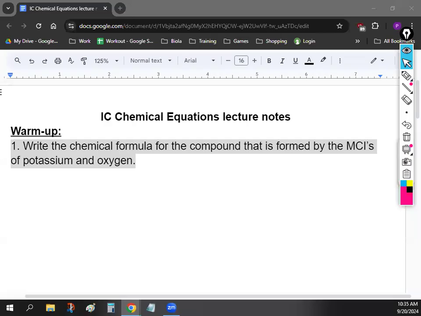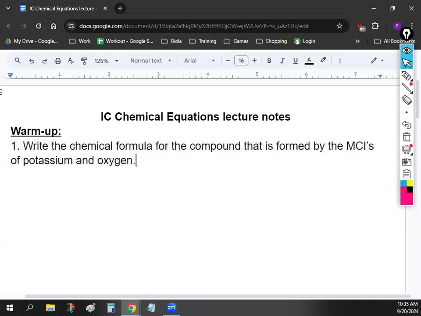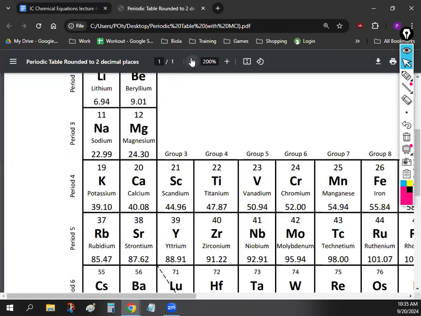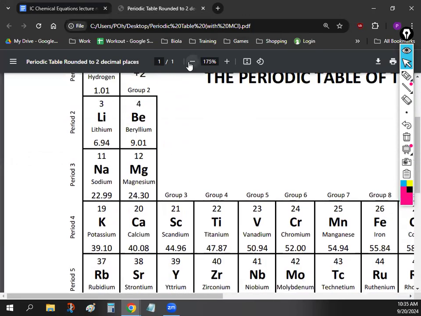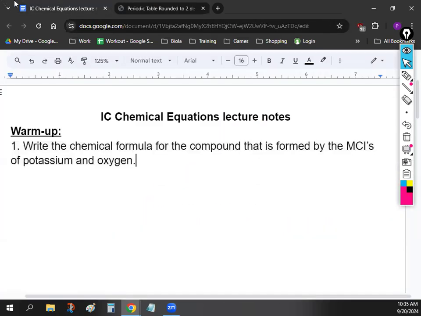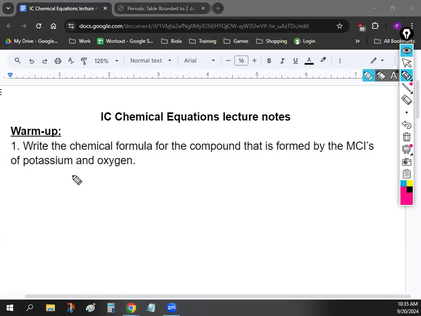All right, so what we're doing here is what we did last time. We're going to figure out the most common ions for these two elements, and then we're going to figure out what compound they make, okay? So first thing you want to do is look for potassium. Potassium is K, and if you look at K on the periodic table, it's in the column that's +1, right? So K is going to be K+. So potassium wants to form a K+ ion, okay?